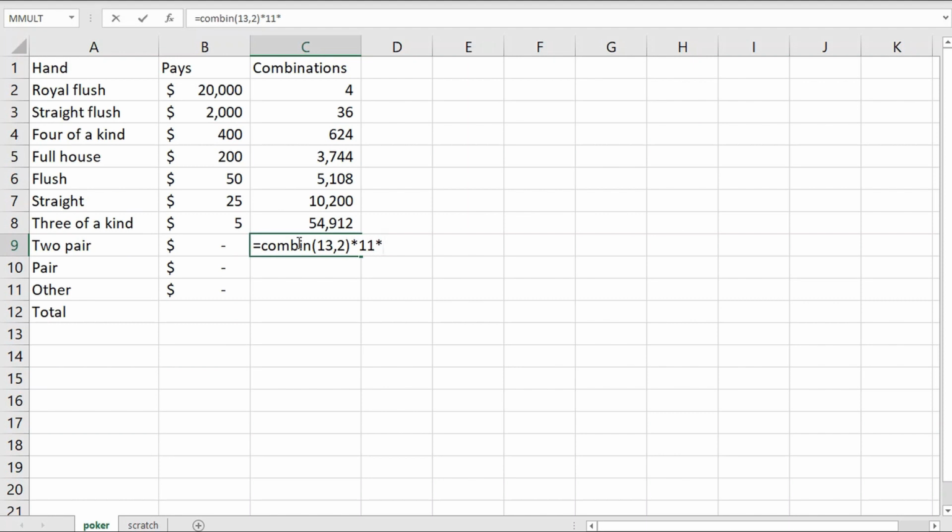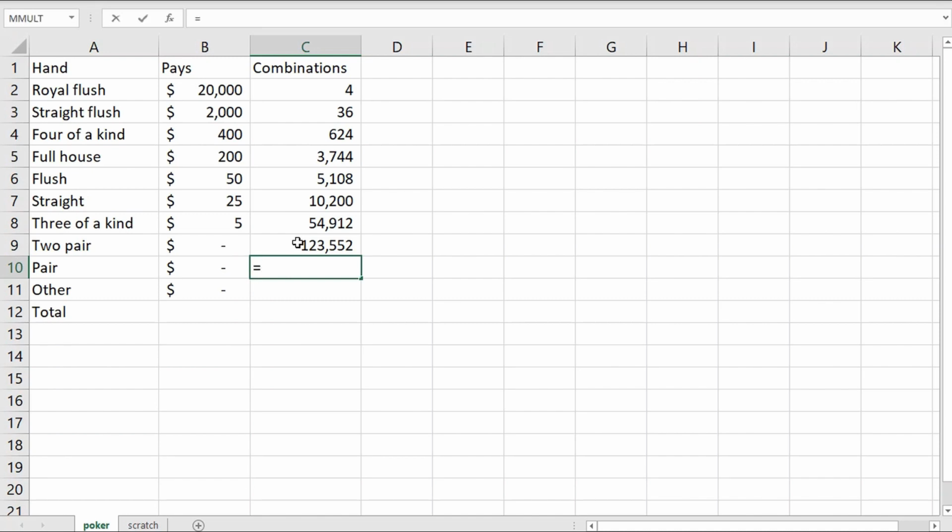Then we pick the suits. For each of the ranks in the two pair, there are combin 4 comma 2, or 6, ways to pick two suits out of 4, and we square that because there are two different pairs. And for the singleton, there are 4 possible suits. So that gives us 123,552 combinations for the two pair.